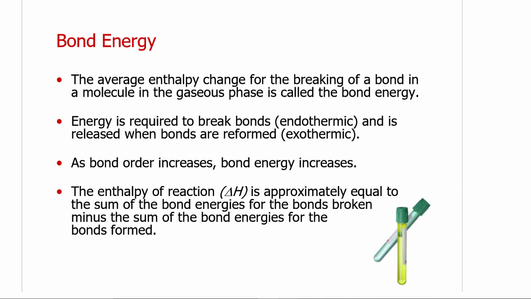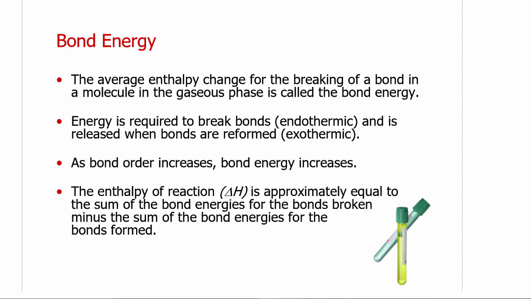So in other words, if we have to put energy into something, that means we're absorbing energy from the surroundings. That process is endothermic. And energy is released when bonds are reformed, which means it is exothermic. So the two should be just the opposite. As we already mentioned, as the bond order increases, so does the bond energy. Why should this have a greater bond energy than this one here? There's more bonds holding it together, so this is going to have a higher bond energy than the other one.